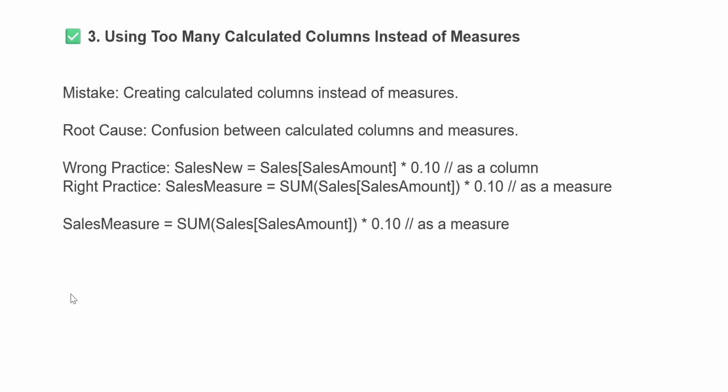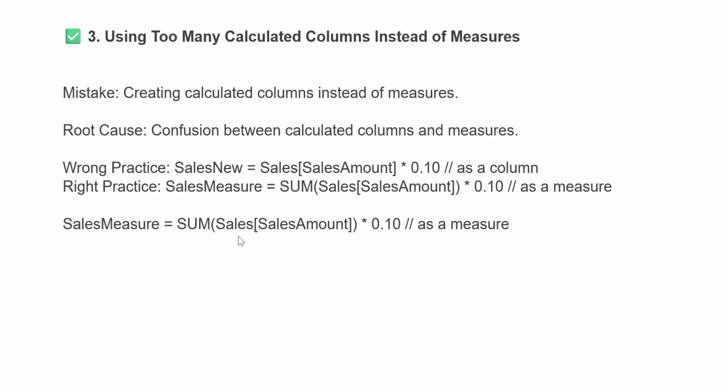This is the second point here. Wrong practice: Sales New equals Sales Amount into this is a column. We created the column for this. Instead of this, what do we have to do? We just use a measure. This is the right practice. Just right-click onto the table and there is a New Measure option that will come up in that pop-up. From that we have to create these measures.